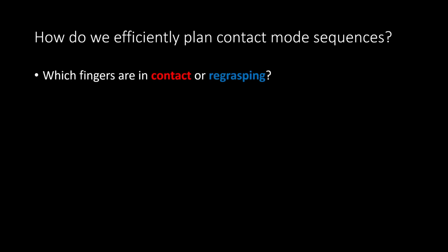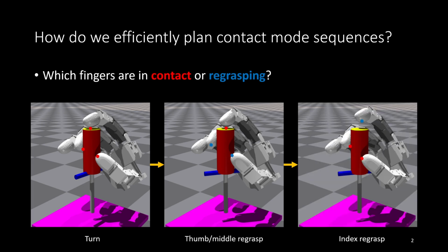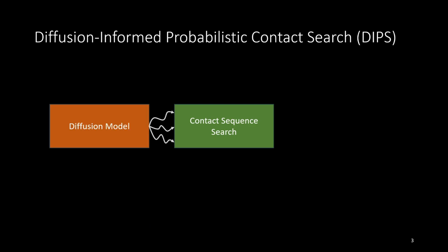We consider the problem of planning contact mode sequences, where contact modes correspond to if fingers are in contact with or regrasping a manipulated object, for example when turning a screwdriver. Our method, DIPS, plans contact modes informed by a diffusion model that outputs trajectories.